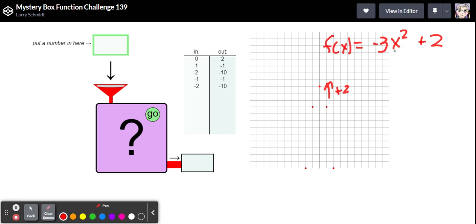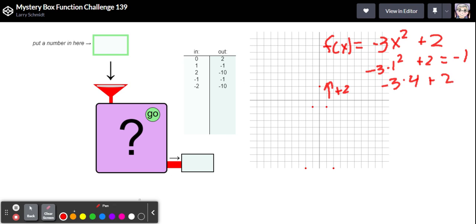Let's test if that actually works with the numbers we get. So if you put in a 0 for x squared, you're going to just get a positive 2. That works. If you put in a 1, so that's negative 3 times 1 squared, which is just negative 3, plus 2 is a negative 1, and that's what we got. How about a 2? If we put in a 2 here, we're going to get negative 3 times 2 squared is 4, so it's negative 12 plus 2. So negative 12 plus 2 is going to be negative 10.